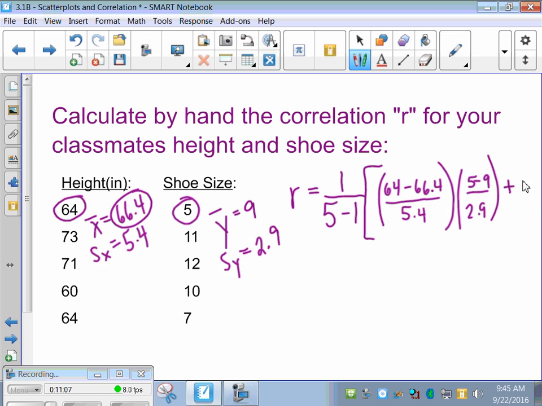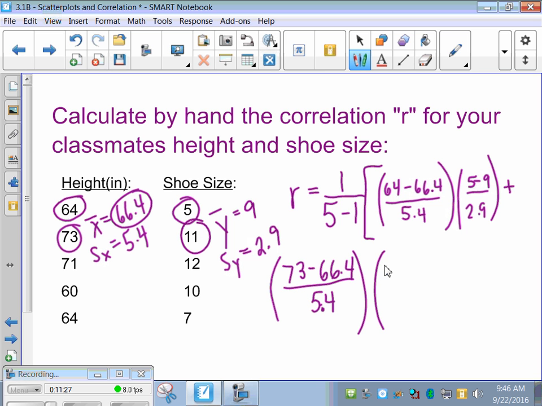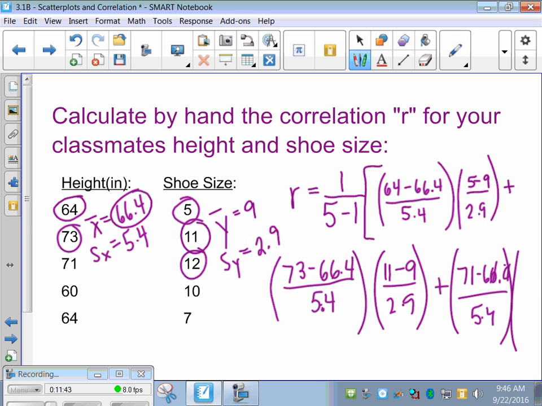Okay, then we do the next point. We got to do a plus sign in the middle. Now we go to the next point. I'm running out. Normally this would go in one long line, but I ran out of room. So the next one is 73 minus the mean divided by the standard deviation for height, multiplied by the next data point, which is 11 minus 9 divided by the standard deviation, plus the next point, 71 minus 66.4 divided by 5.4 times the y value that goes with it, which is 12 minus 9 divided by 2.9.